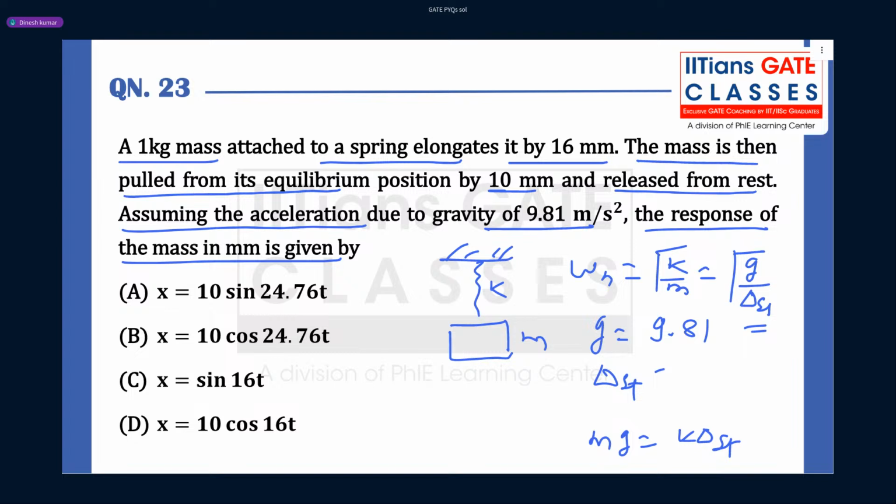Now what is the delta static? They told the spring elongates by 16 mm, so it is given as 16 mm. So guys, when you find the natural frequency, first make sure you convert this 16 mm into meters, because g is in SI units, meter per second square. So it is 16 into 10 to the power minus 3 meter. Now first find out omega n, guys.